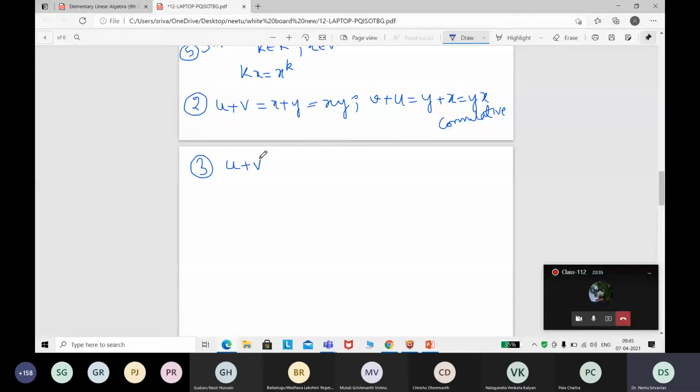Ma'am, do we have to introduce another variable? Because u plus v is xy, but here we are introducing w also. You can take a smaller one, like xyz, or just let it be xy? Yes, any representation is fine.